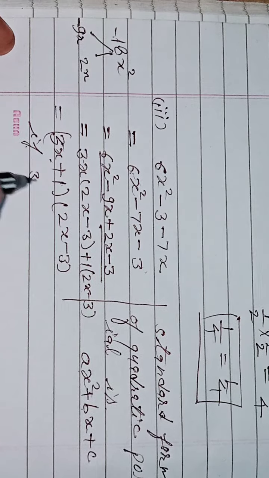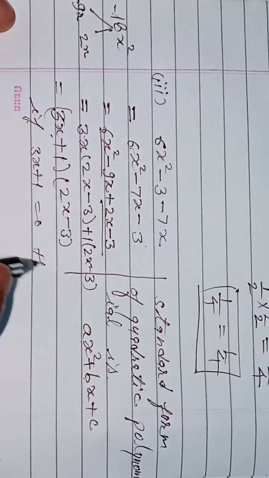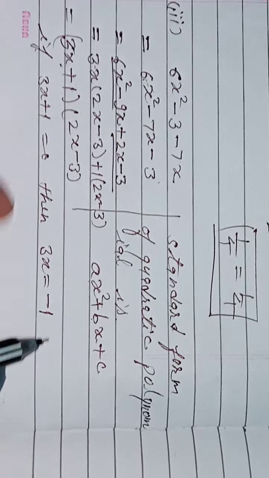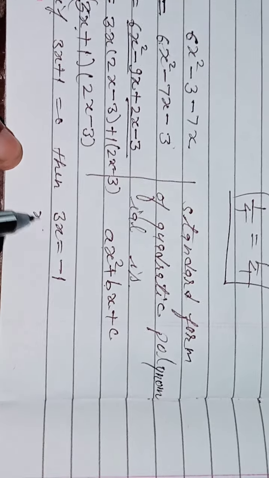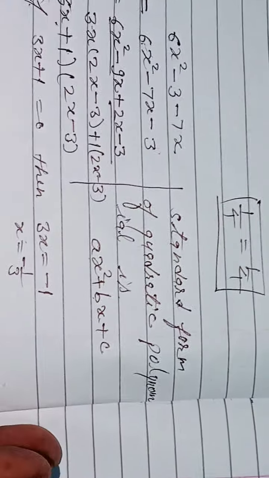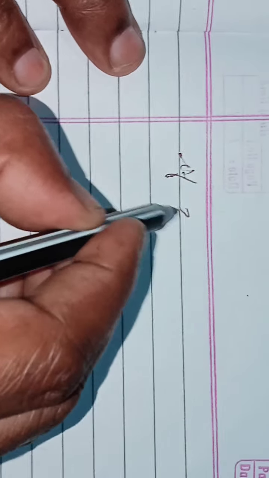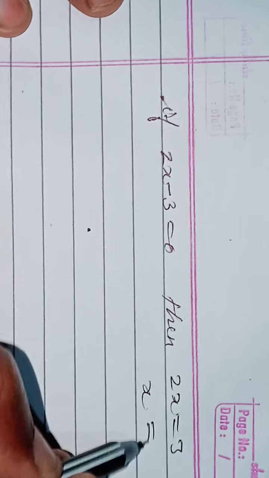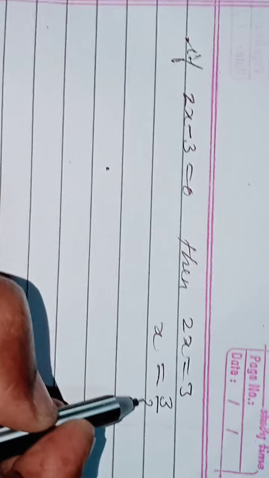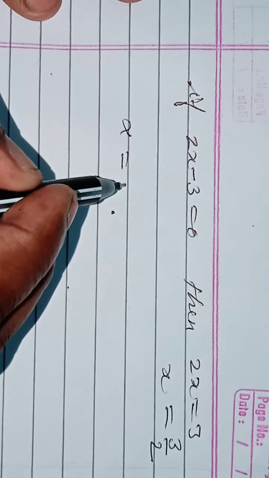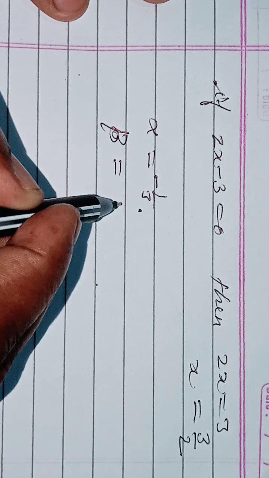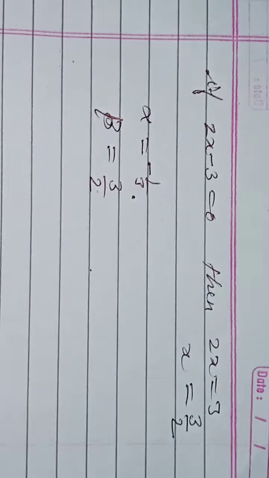So if 3x plus 1 is equal to 0, then 3x is equal to minus 1 and x is equal to minus 1 by 3. If 2x minus 3 is equal to 0, then 2x is equal to 3 or x is equal to 3 by 2. So two zeros are alpha equal to minus 1 by 3 and beta equal to 3 by 2.